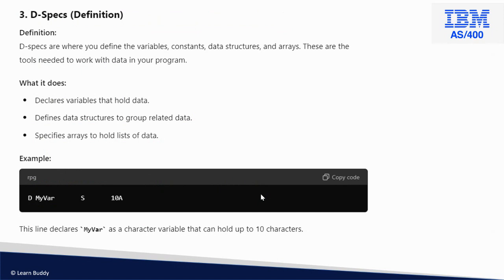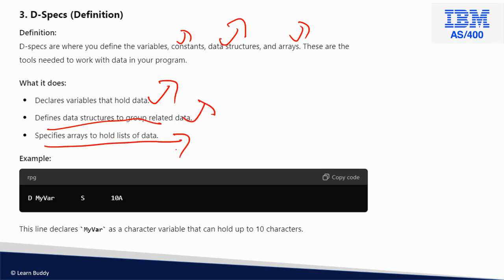D specification is not only for variables. There you can define constants, data structures, and arrays. If you want to define arrays, data structures, variables, or anything like that, it should go to the D specification. So declare the variables that hold the data, define the data structure, group related data, and specify the arrays, which you can perform.